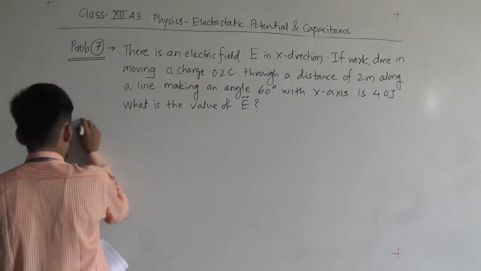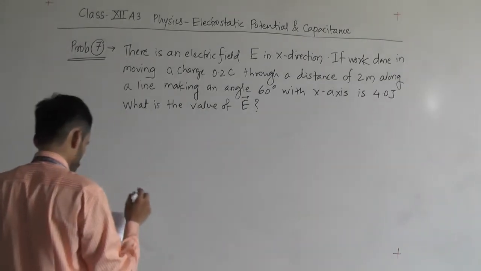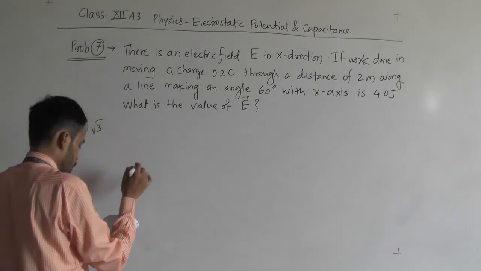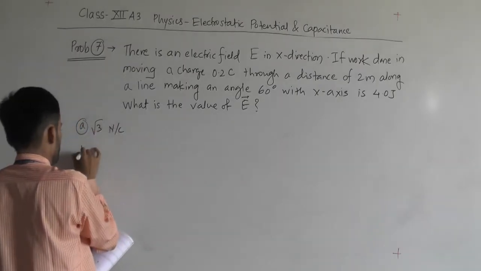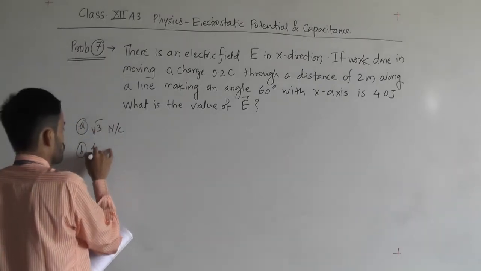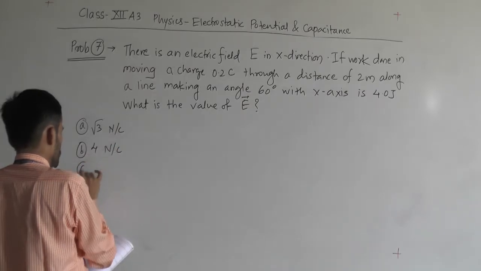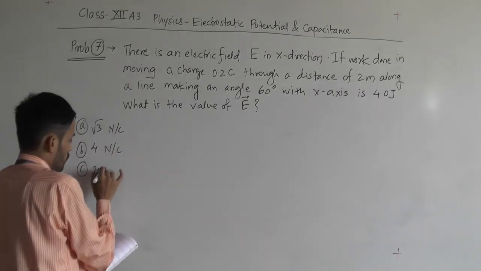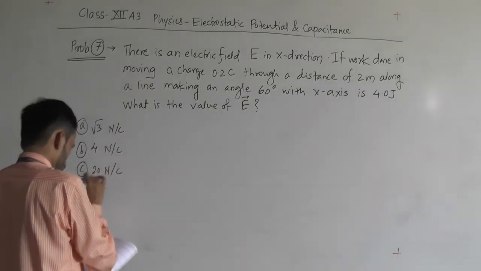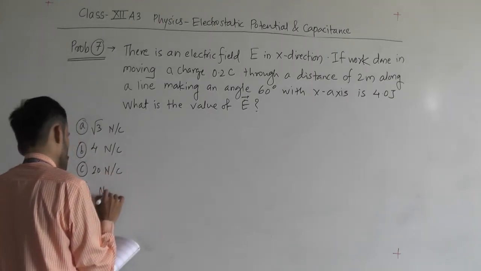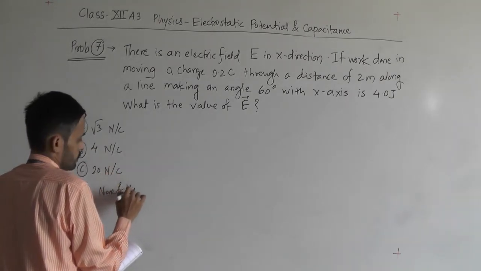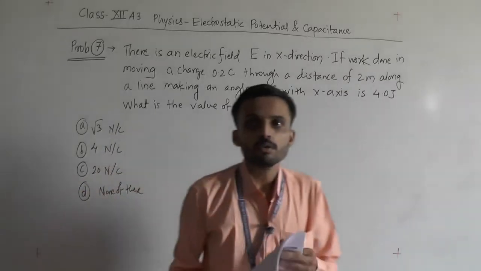Options are there. A, root 3 Newton per coulomb. B, 4 Newton per coulomb. C, 20 Newton per coulomb. And D, none of this. So let us try to solve this.